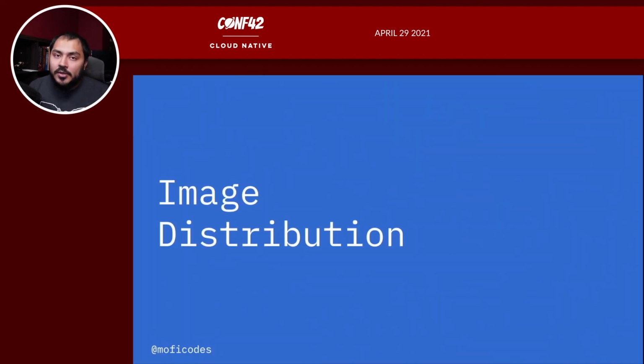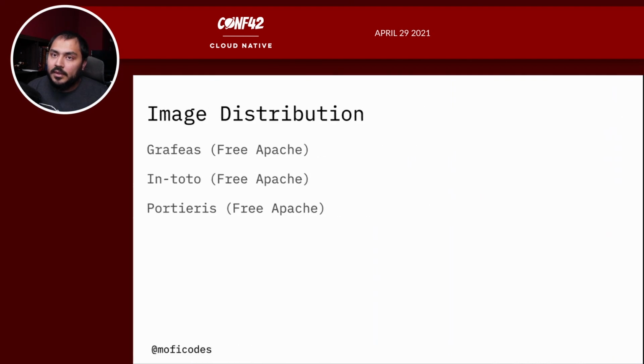For image distribution, there are a number of tools. You have Grafeas, in-toto, Portieris, and each of them does something a little bit different, but all of them have the idea that when you're distributing an image, how do you make sure that image is coming from the right place? Especially Portieris has an admission webhook that can look at an image and make sure this image is coming from a whitelisted source. Each of the tools is open source, so you can deploy your own version of it.